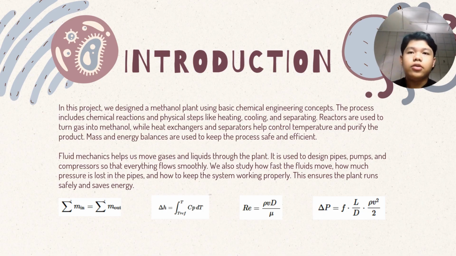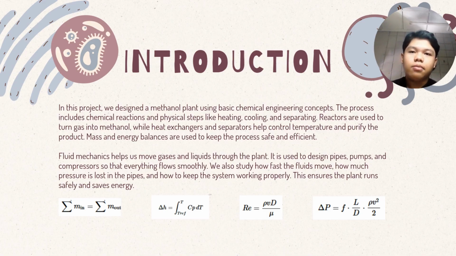Today we start with the introduction for the methanol production plant design. In this project, we design a methanol plant using basic chemical engineering concepts. The process includes chemical reaction and physical steps like heating, cooling, and separating. Reactors are used to turn gas into methanol, while heat exchangers and separators help control temperature and purify the product. Mass and energy balance are used to keep the process safe and efficient.